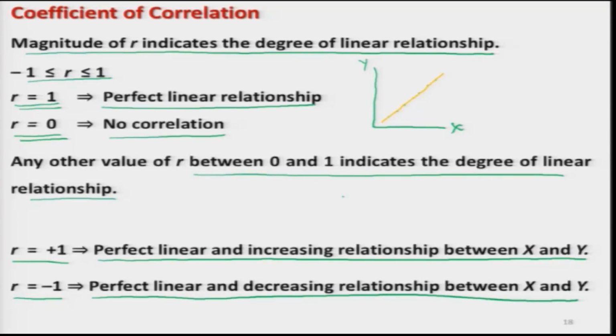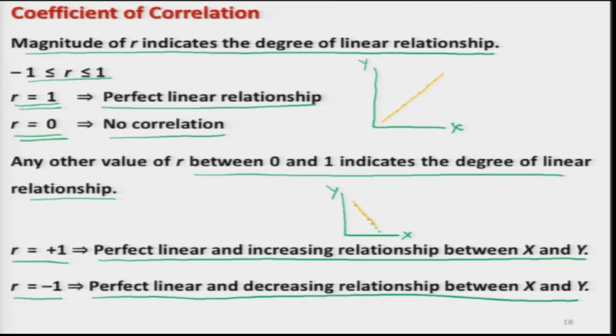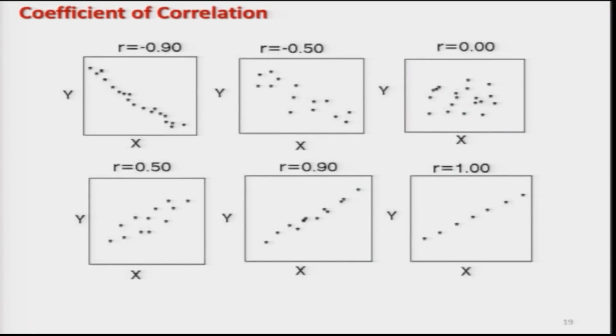this will indicate a perfect linear and decreasing relationship between x and y. For example, if you try to make it here x and here y, then what will happen? In case of decreasing relationship, this relationship will be like this, and in this case if you try to make a trend line, this will be a perfect straight line. So, this is the case of decreasing relationship, and the above one was the case of increasing relationship, right.